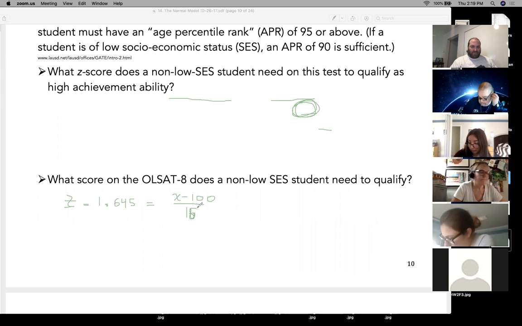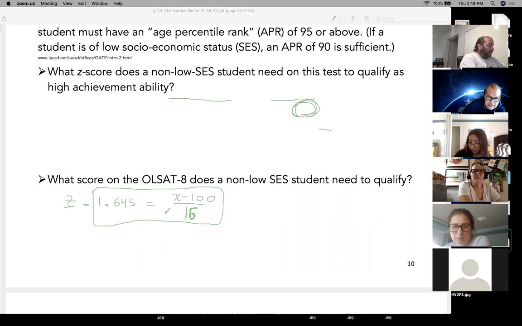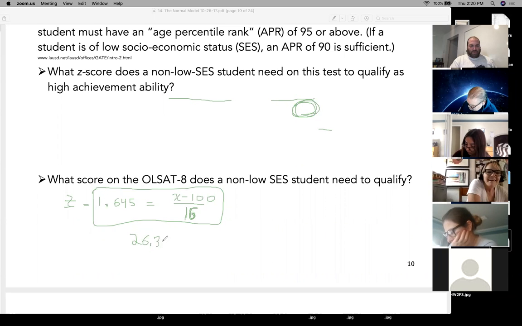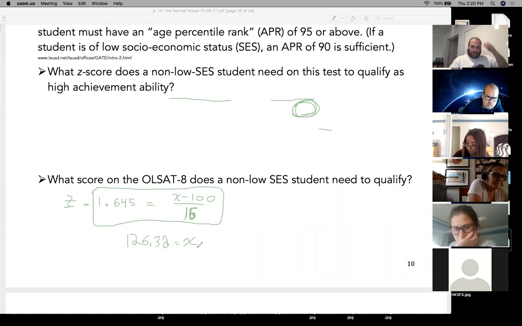So how do I solve this for X? Here's an equation that has X in it. Multiply both sides by 16. So let's take out our calculator: 16 times 1.645. I get 26.32, which is equal to X minus 100. And therefore, what is X? Add 100 to both sides: 126.32. Bam.